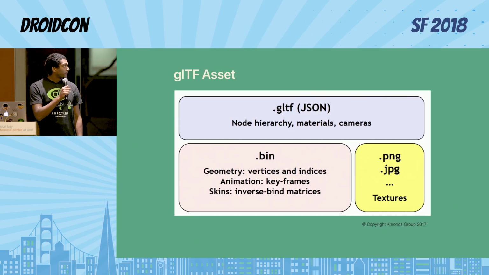When you have the binary glTF, it'll just pack all this stuff together in one binary file. It's going to be composed of the JSON part, and then it's going to have the binary part that's going to have the vertex data as well as the index data, and I'll talk about what that means later, as well as the animation data and skins and the texture data.